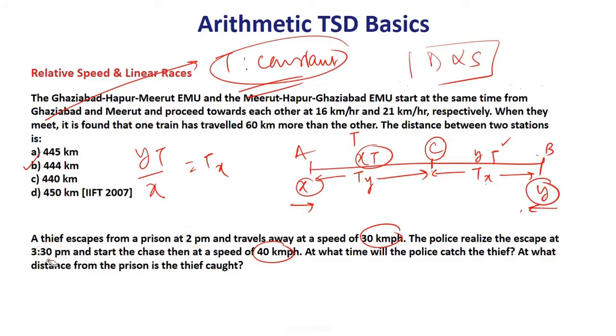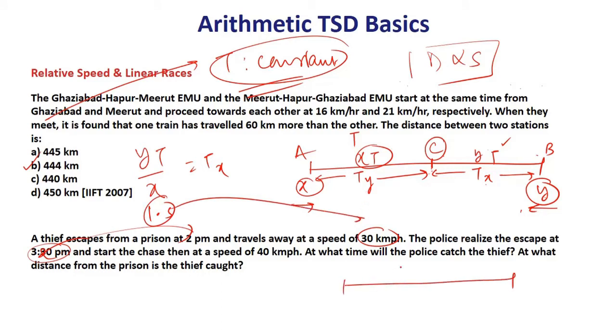So at 2 p.m. he moves and he travels at a speed of 30 km per hour till 3:30. Right? Till 3:30 there is no chase. So 1.5 hours multiplied with 30. So he has already taken a lead of 45 kilometers. So the thief has taken a lead of 45 kilometers and the police start at 3:30. Now the police chase at a speed of 40 and he runs at a speed of 30.